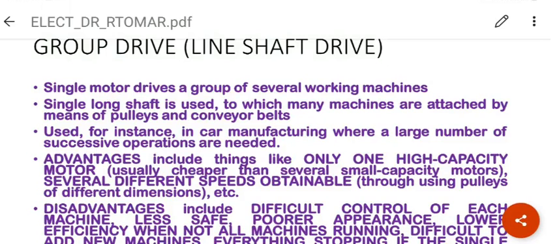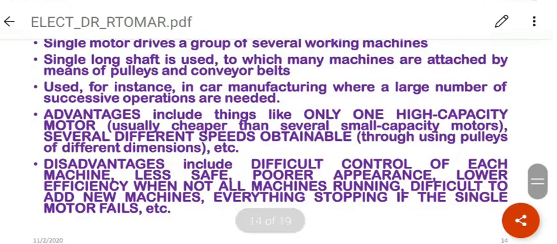And it is easy to get several speeds because each machine will run at a different speed, generally speaking. So you can use the main motor speed and then use pulleys and conveyor belts to get various speeds that you need for various machines. Controlling each machine becomes a little more difficult. That's one of the disadvantages, but still we can manage it.